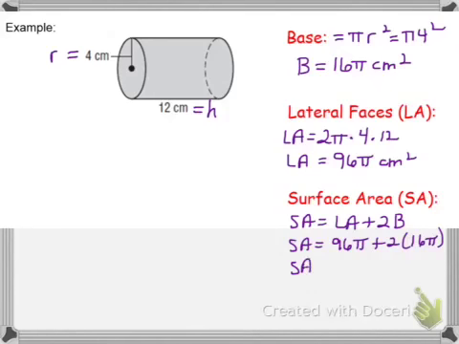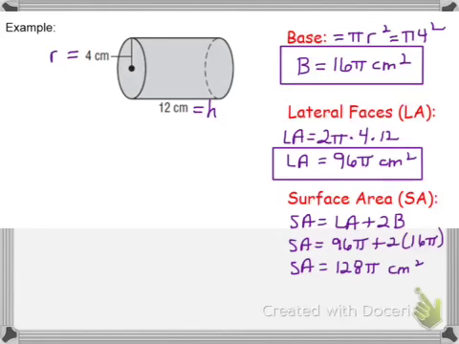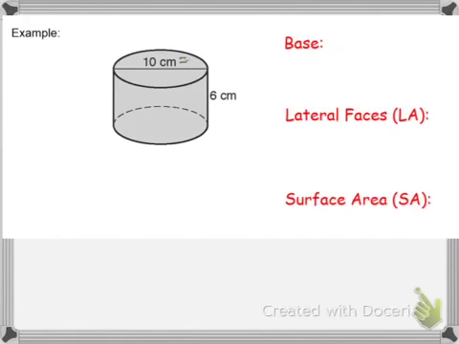So simplifying all of that, 2 times 16 is 32, plus 96 is going to give you a grand total of 128 pi, and again that's centimeters squared. So your base was 16 pi, your lateral area was 96 pi, and a grand total of everything is 128 pi.